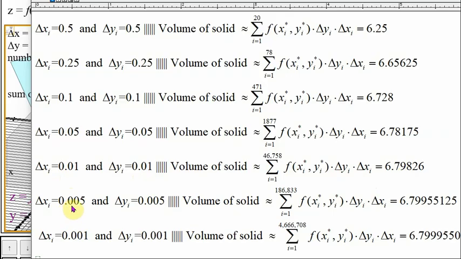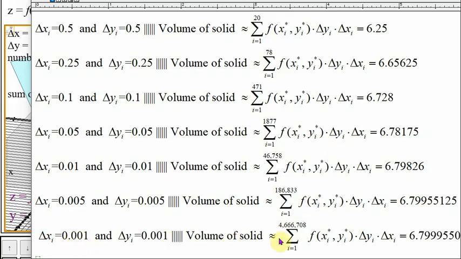And then I just ran with the length and width of each rectangle of 0.005. Then there are 186,833 rectangles inside region R. And the sum of the volumes of the prism is 6.79955.